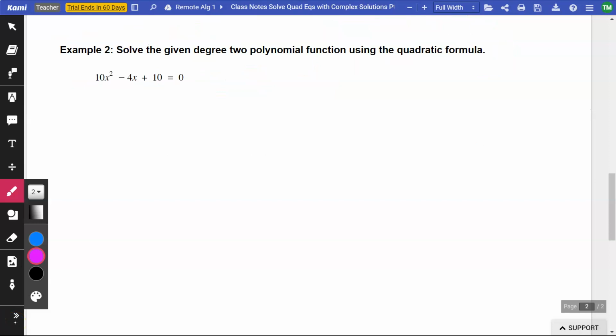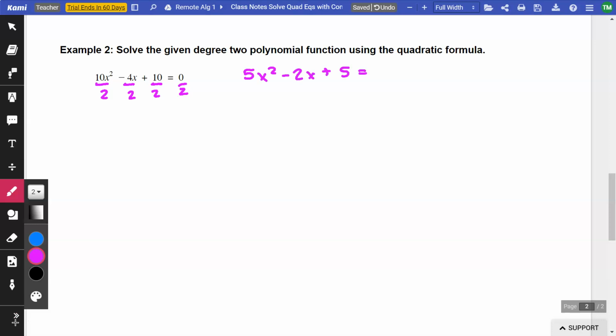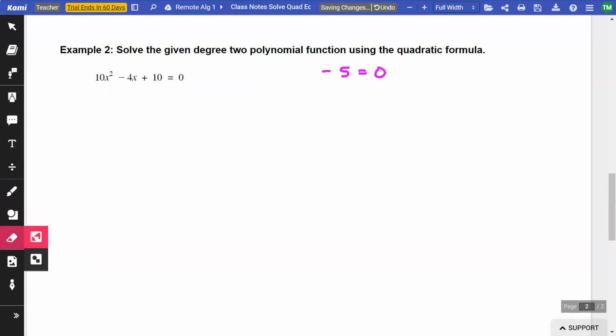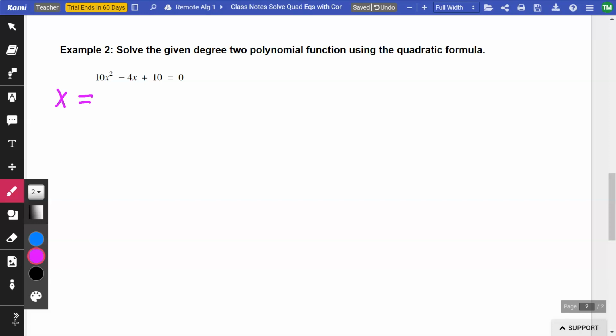So for example 2, some of you may have noticed that 10x squared, negative 4x, and 10 are all divisible by 2. And you can divide this whole equation by 2, and then you would have 5x squared minus 2x plus 5 equals 0, which is a lot easier to deal with. But I'm going to stick with the numbers that are in the original equation, just to avoid confusion. So let's plug this into the quadratic formula.